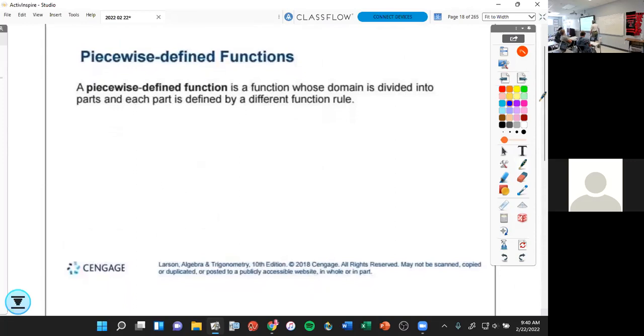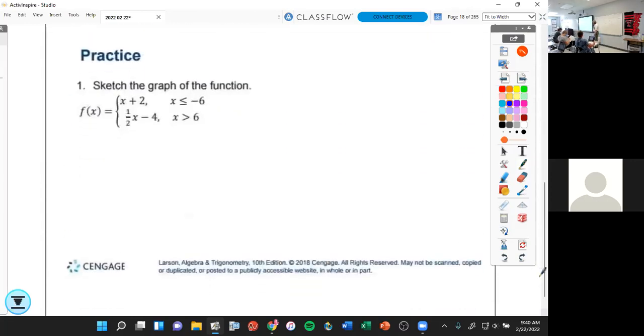Piecewise. A piecewise defined function is a function whose domain is divided into pieces, hence the name. By looking at the definition of a piecewise function, they are telling you the domain. So looking at this graph, what's the domain? What can x be? All real numbers, right? If the number is -6, which piece does -6 apply to?